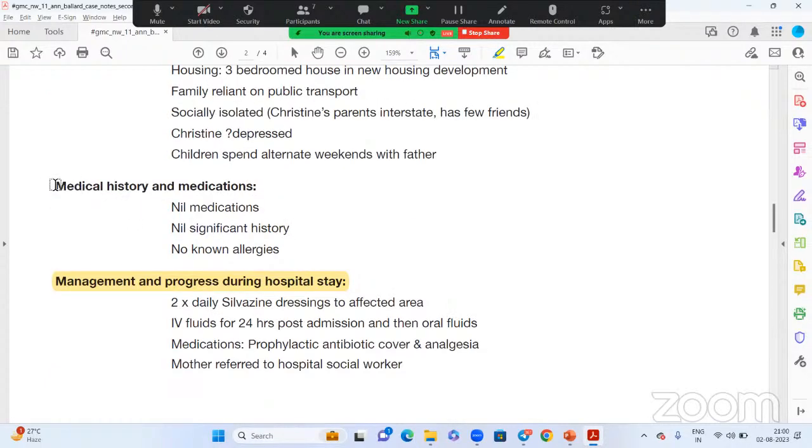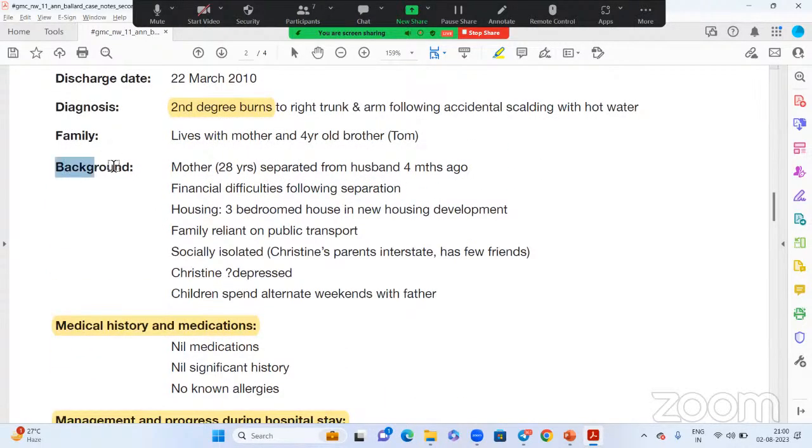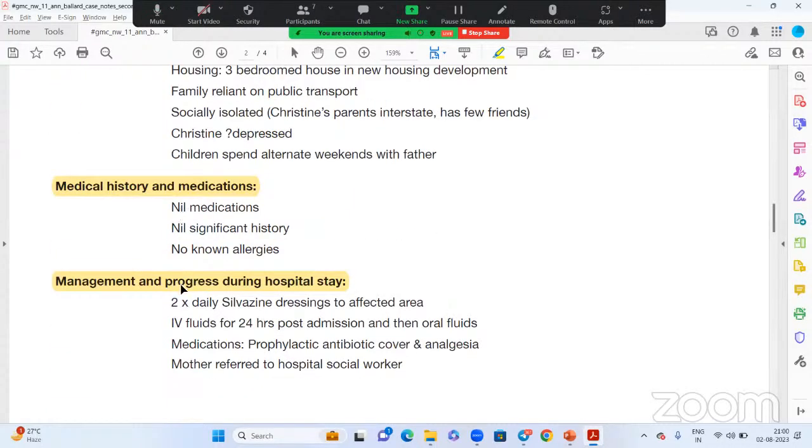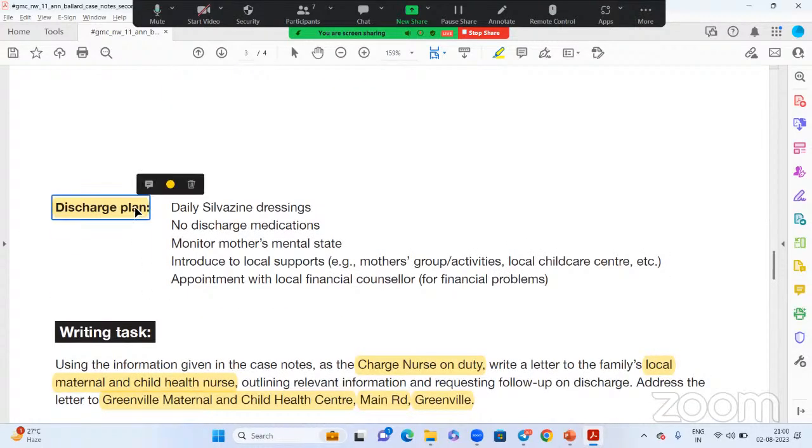Now, this is medical history. And this is background, meaning social and family background history. So there are three different things here: histories, during hospitalization, and then discharge plan. If we are going to write 5 paragraphs, actually this is a very special letter, a different type of letter.